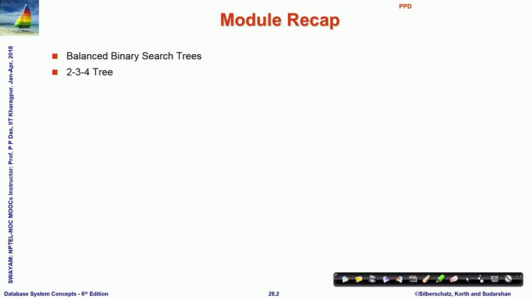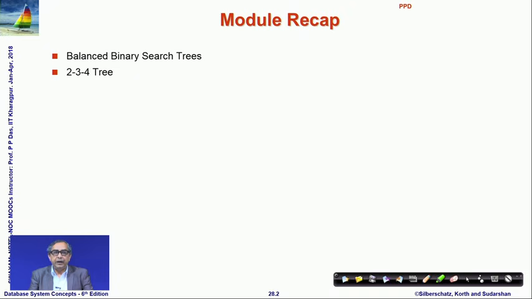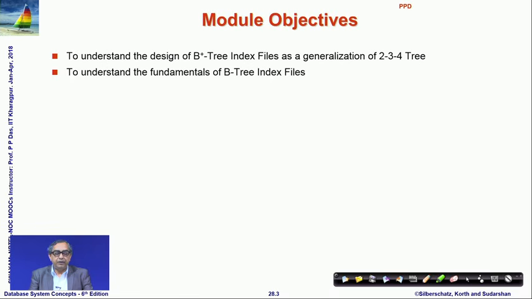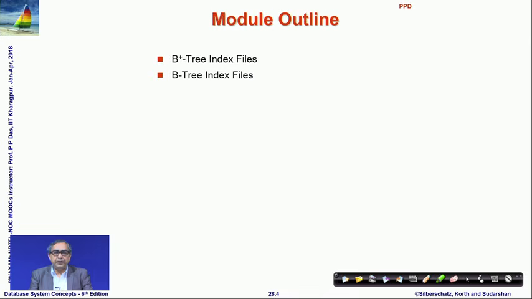In the last module, we took a quick look at the balanced BST and specifically a different kind of inline data structure called the 234 tree, which can be of very good use in understanding the B plus tree, which we want to study in this module. We will also take a quick look at the B tree.